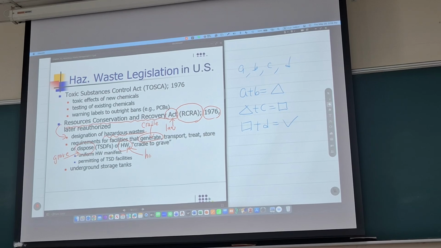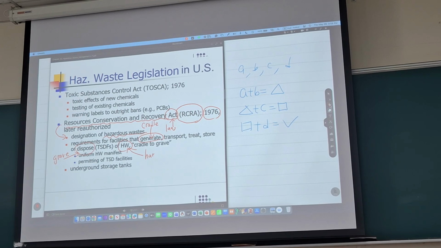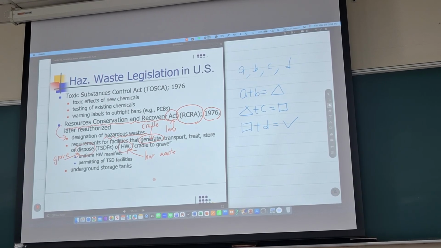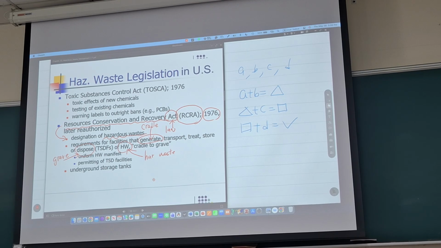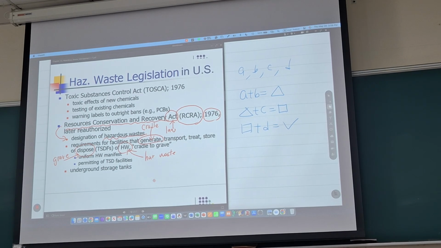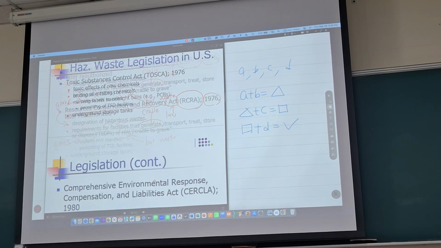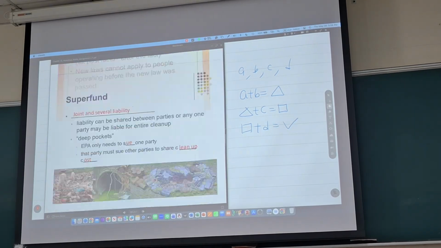HW is hazardous waste. Okay? HW is not homework. It's hazardous waste. Okay? Then now we know RCRA, right?